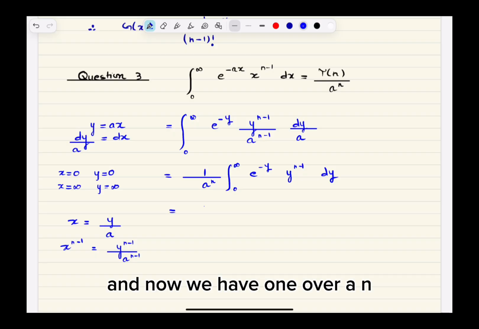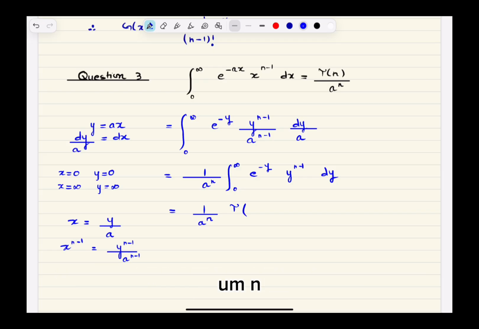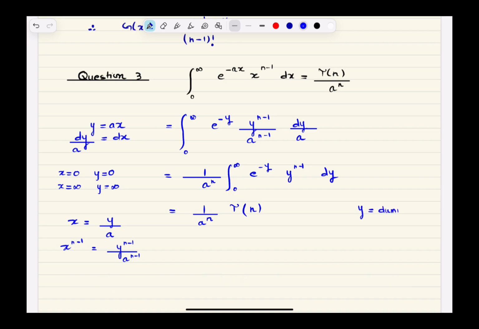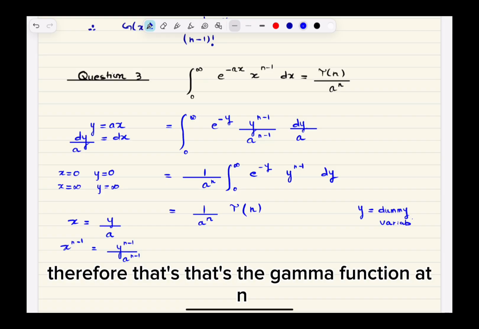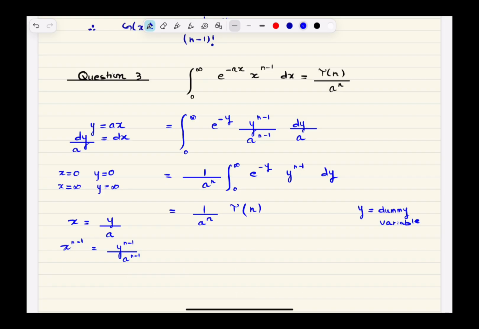And now we have 1 over a n, and this expression is actually the gamma function at n, because y is just a dummy variable. So therefore that's thus the gamma function at n, and therefore we have our proof.